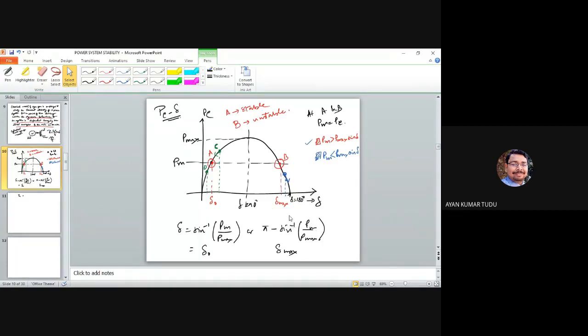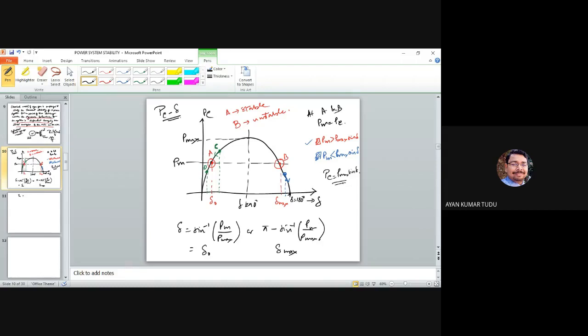Now, at these operating points A and B, the value of Pm is equal to Pe. As you can see, the electrical curve and Pm are equal. This Pe is actually equal to Pmax sine delta. That's why we are getting this type of curve, a half sinusoid.